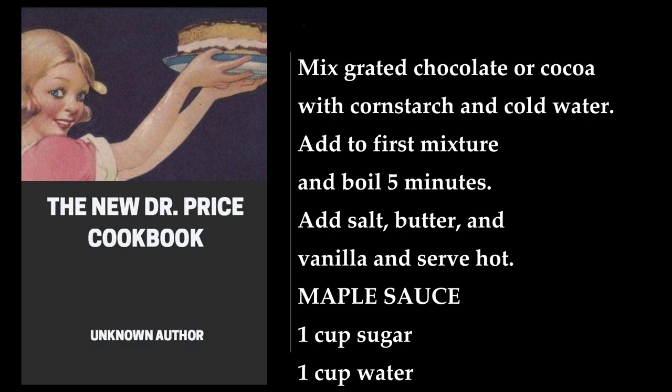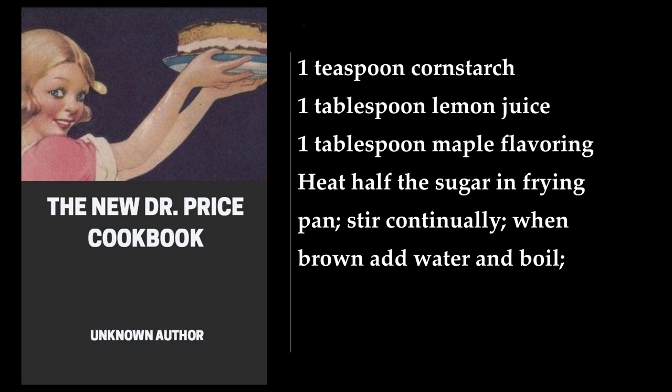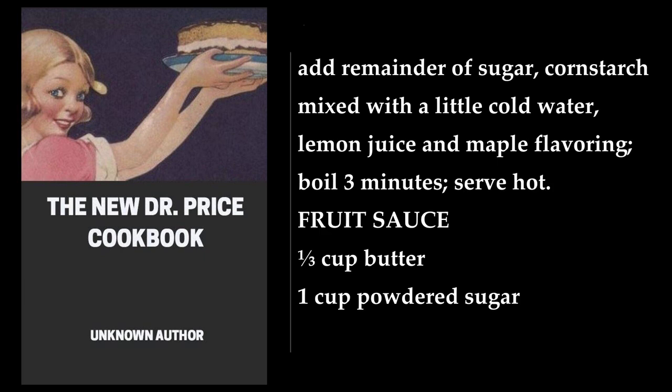Maple sauce. 1 cup sugar. 1 cup water. 1 teaspoon cornstarch. 1 tablespoon lemon juice. 1 tablespoon maple flavoring. Heat 1/2 the sugar in frying pan, stir continually, when brown add water and boil. Add remainder of sugar, cornstarch mixed with a little cold water, lemon juice and maple flavoring, boil 3 minutes, serve hot.